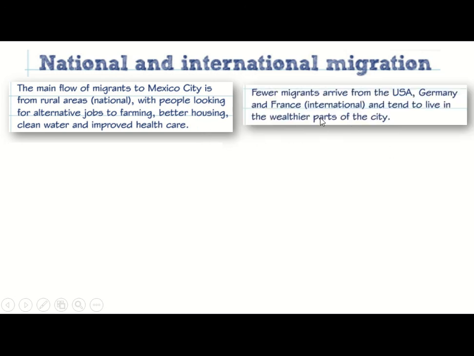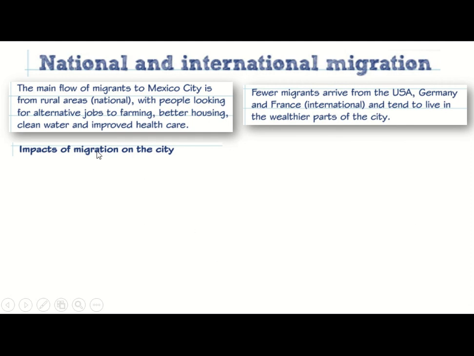Migrants do arrive internationally, but you get some from places like the USA, which is close by, and actually Germany and France have also got industries and companies, TNCs, that have invested in Mexico City and have provided opportunities for people from those countries to move and work and live in Mexico City too. But they focus themselves in the wealthier parts of the city.